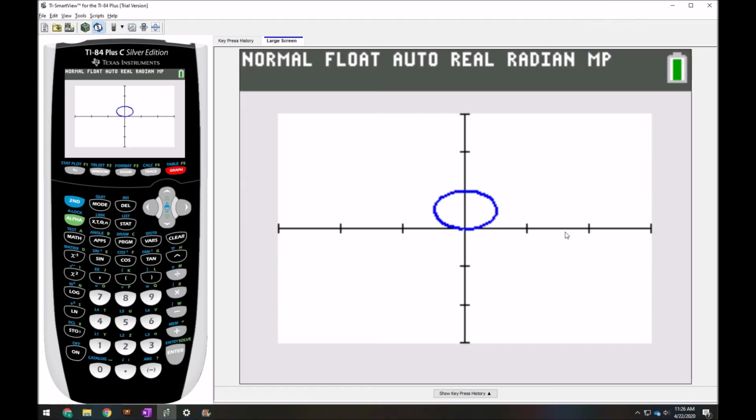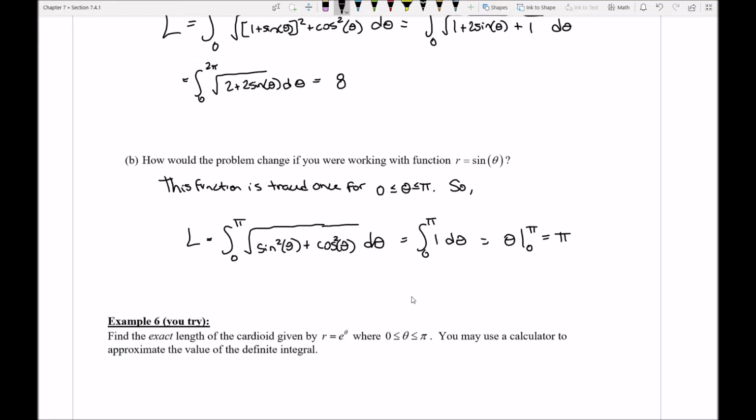Because if this was a circle with a radius of 1/2, which it looks like it is, then I would know that the length around the outside would be the circumference of that circle. And the circumference of that circle is given by the formula 2 pi r. And if that radius is just a half, then the length around the outside of that circle should be pi.